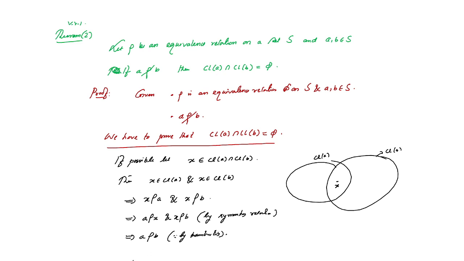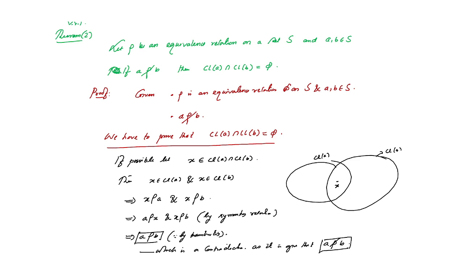But this is a contradiction. Why is it a contradiction? Because it is given that A is not related to B, but we get here A is related to B. What is given is A is not related to B. So they contradict each other.